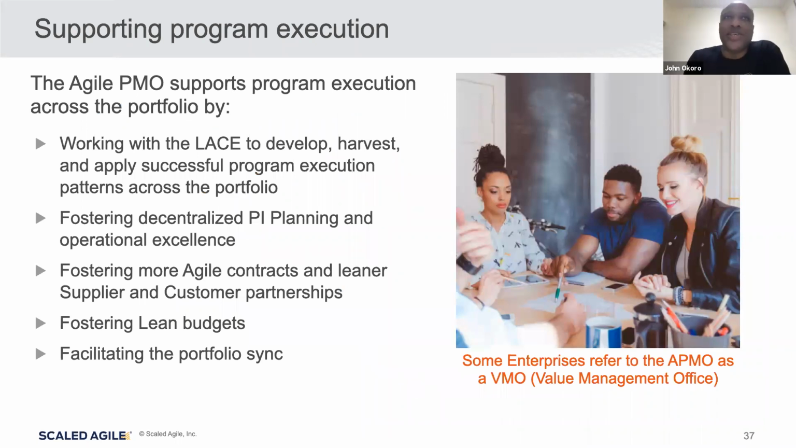Okay? We're supporting program execution, right? We got our Agile PMO, which supports program execution. It works with the Lean Agile Center of Excellence, fostering decentralized PI planning, because we want each team to be involved in each release train, to be involved in their own planning. You shouldn't have any, oh, the centralized PMO is doing all the planning.